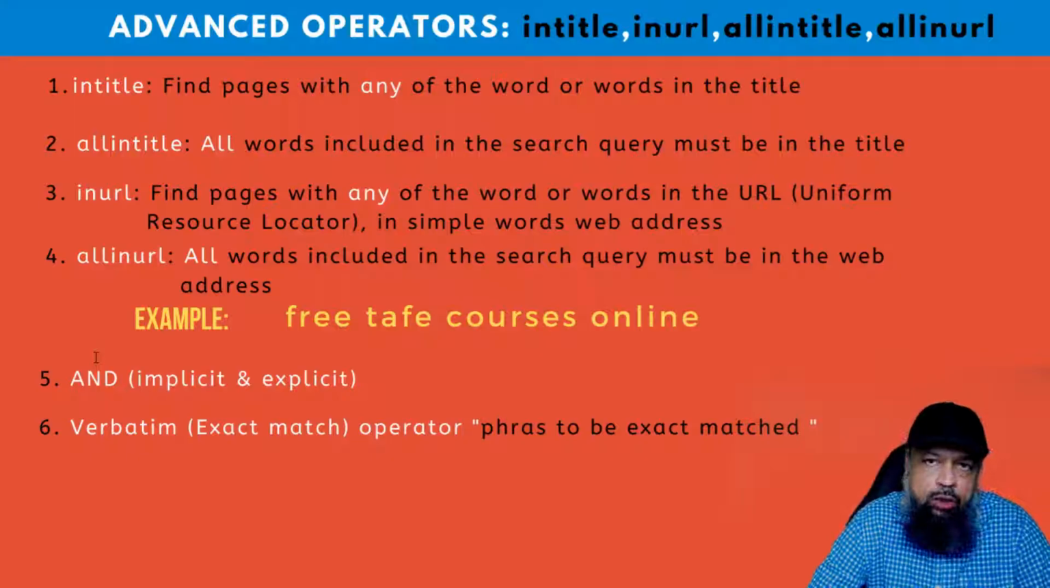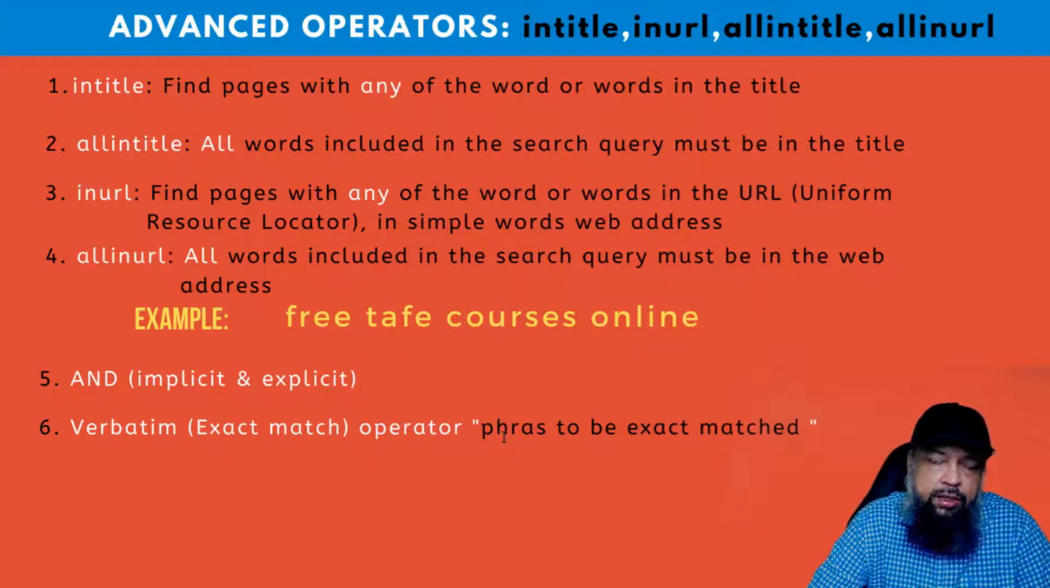AND is by default present in your search query if you are using more than one word. But you can also use AND in conjunction with other operators, for example, intitle, inurl, and we will see this in the example. Verbatim means the exact match operator. If you put some phrase, search term or search query in quotation marks, then Google will only show those results in which it finds that exact phrase.